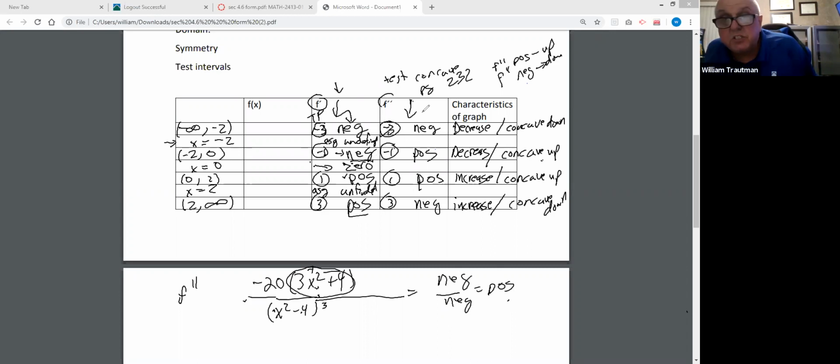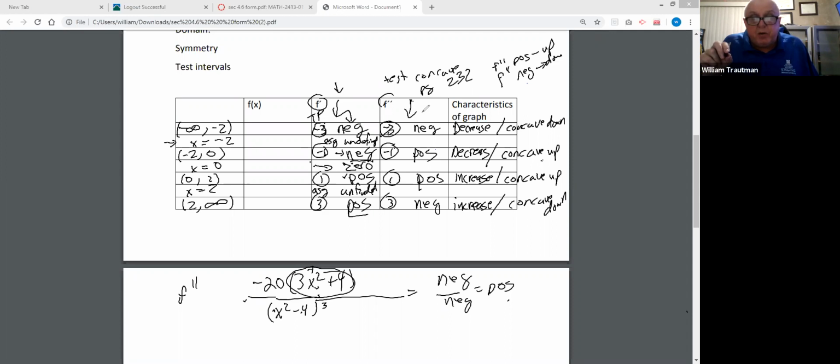But I see what you mean. Something doesn't seem right. You're right. Oh, wait. Let me see. No, negative. I'm looking at the book now. Negative, positive, positive, negative. No, we're okay.